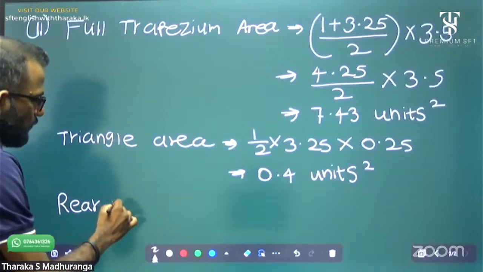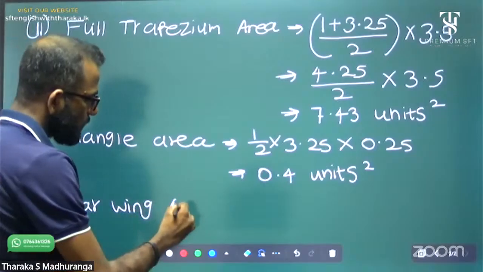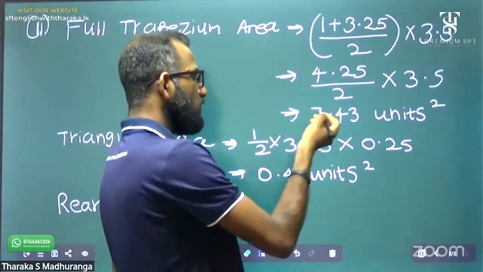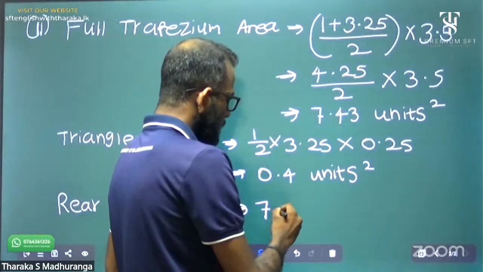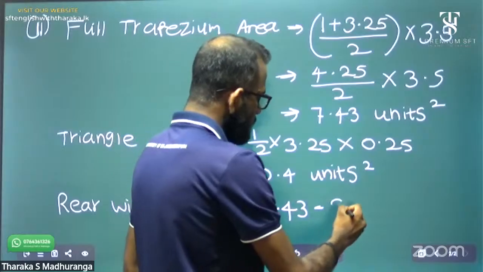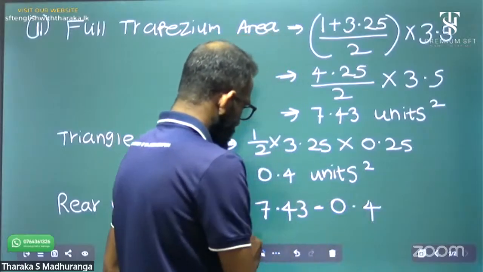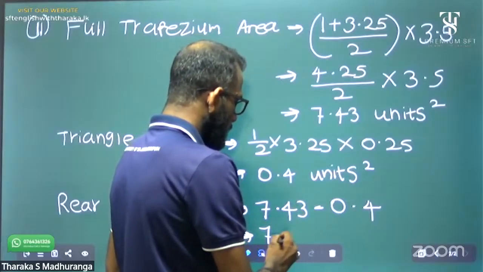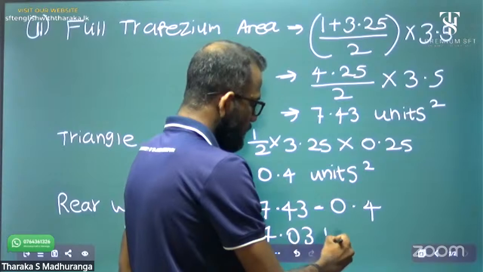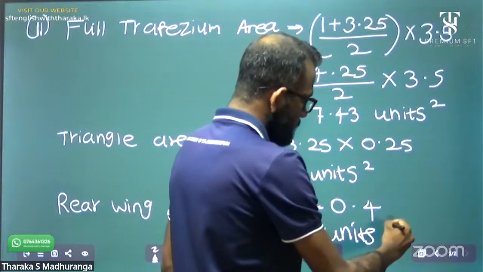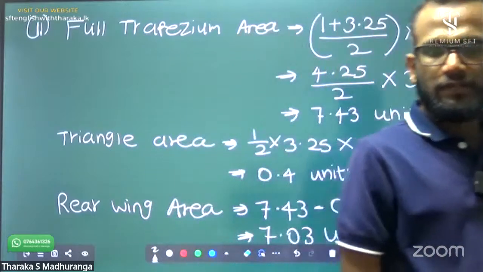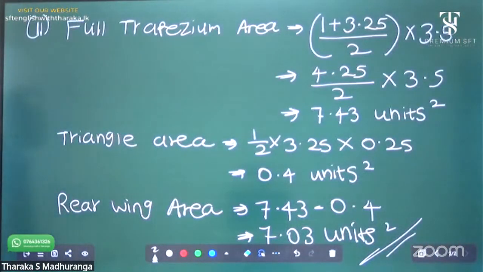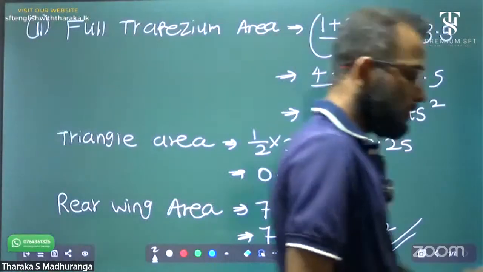Okay, now you can get the front wing area. That means JKLM area, 7.43 minus 0.4. It is 7.03 square units. That's the final answer. Very simple.